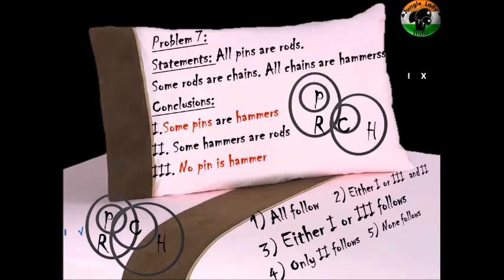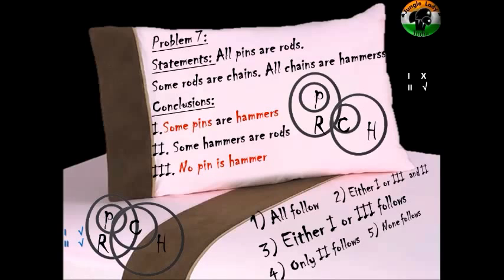Now look again at diagram 1 for conclusion 2: some hammers are rods. Yes, H and R are intersecting, so conclusion 2 is a tick, right? Now look at the bottom diagram. Conclusion 2, some hammers are rods. Yes, there is an intersection. Conclusion 2 is again correct for diagram 2.